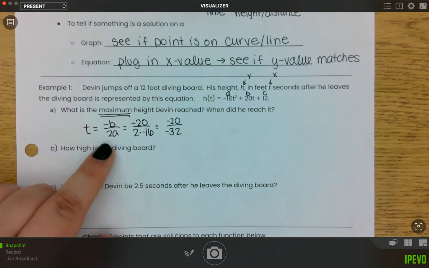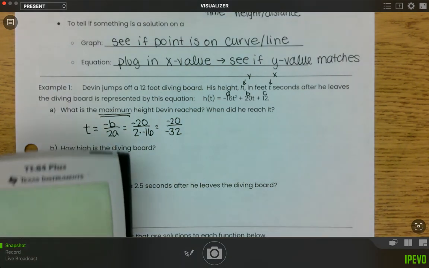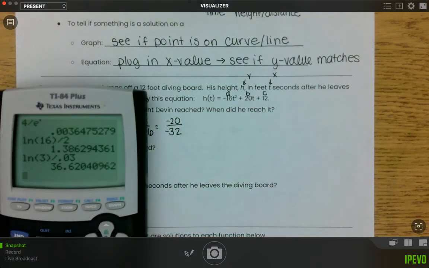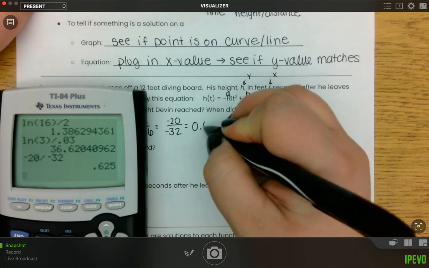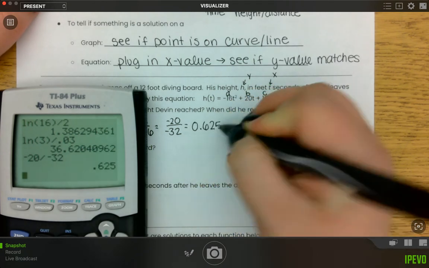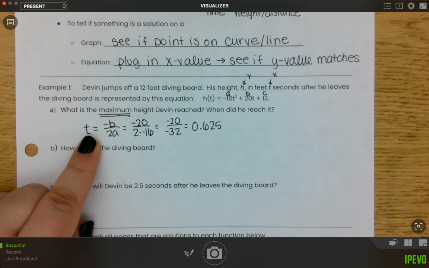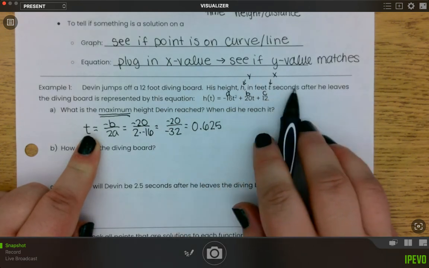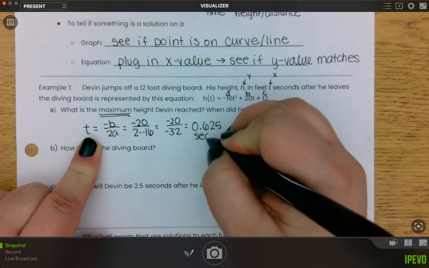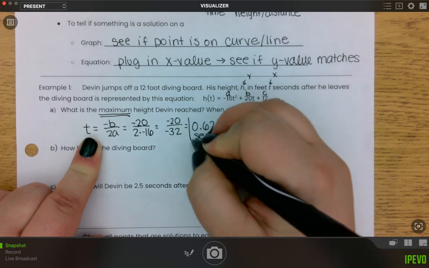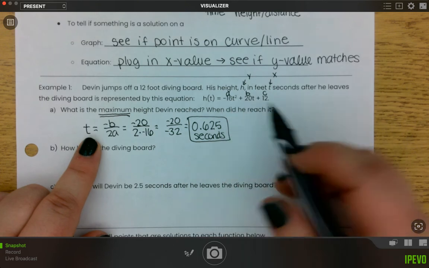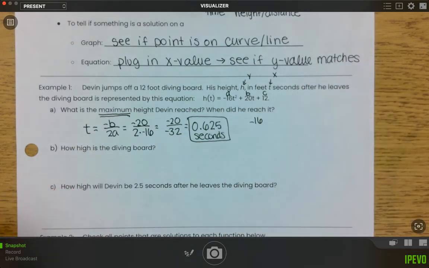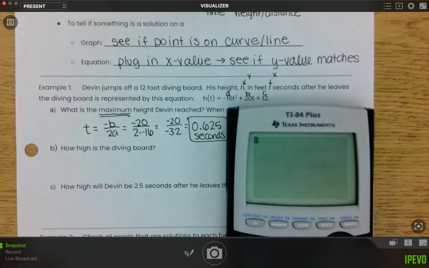Now, this is not going to be a super nice number. It's going to be a decimal. That's why I said you needed to have a calculator. And there you go. It's 0.625. And this was t. t represents seconds. Then you take that number and you plug it back in for t. Actually, we're not even going to write it down. We're just going to plug it in.